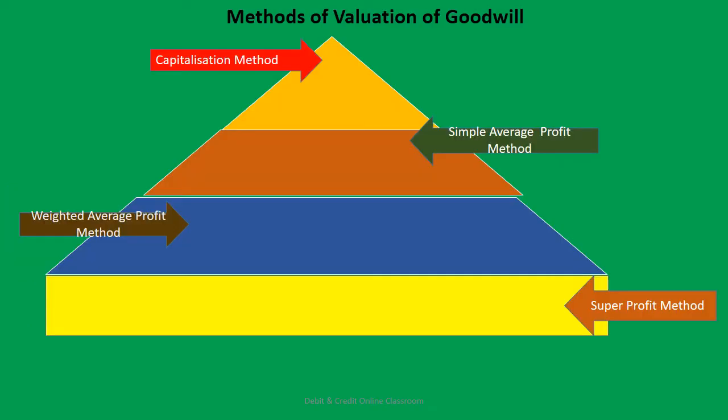Let us see the methods of calculation of the goodwill. There are 4 methods to calculate or value the goodwill. That is simple average profit method, weighted average profit method, super profit method, and capitalization method. We can study each one in detail with problems.